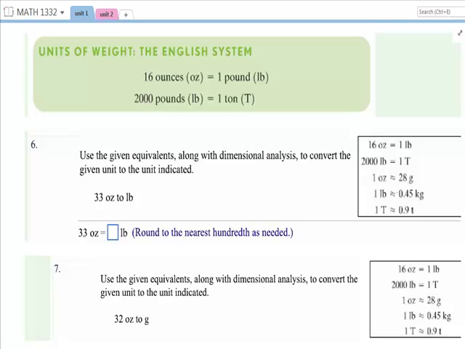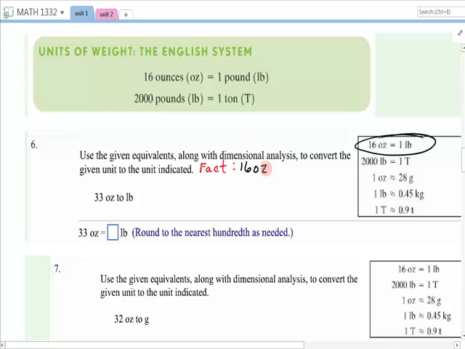All right, the first one. Use the given equivalents along with dimensional analysis to convert the given unit to the unit indicated. All right, this is in our system. It is 33 ounces changed to pounds. First thing I need to do is have a fact. Switch back to black. And probably don't need to recopy it. It says 16 ounces equals 1 pound.